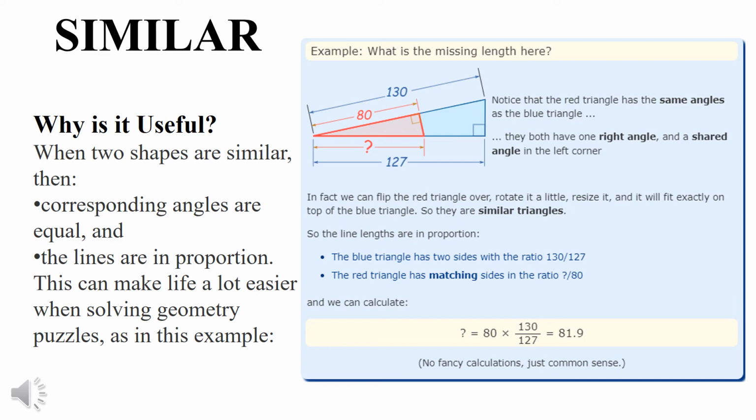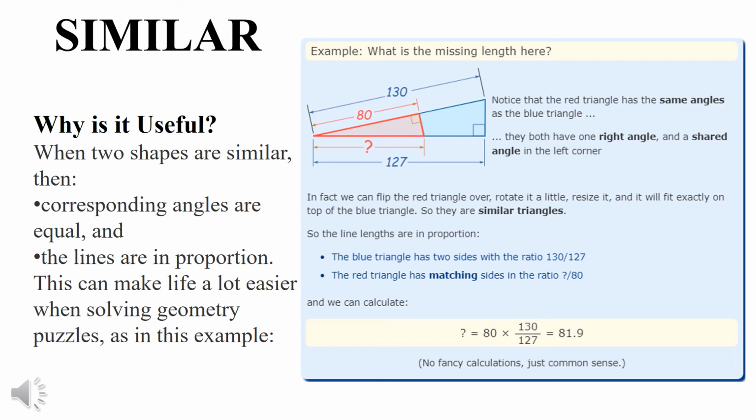Example. What is the missing length here? Notice that the red triangle has the same angles as the blue triangle. They both have a right angle and a shared angle in the left corner. In fact, we can flip the red triangle over, rotate it a little, resize it, and it will fit exactly on top of the blue triangle, so they are similar triangles. So the line lengths are in proportion.